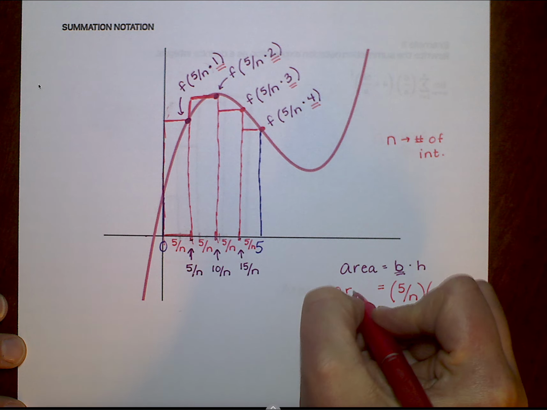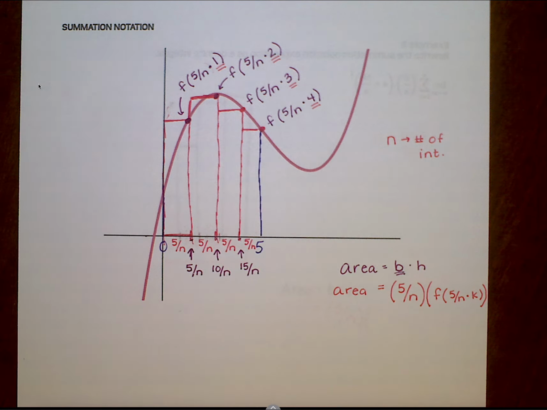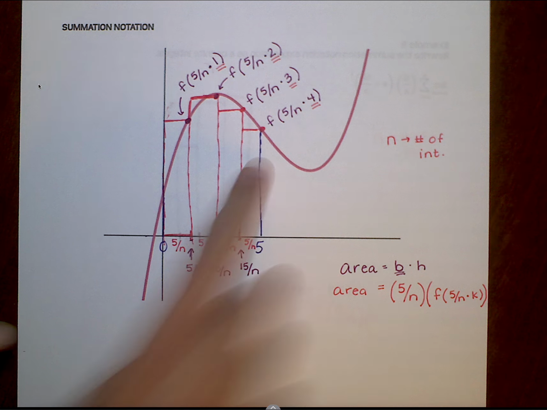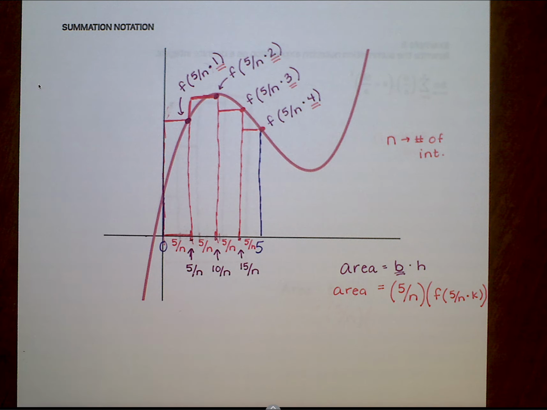Now, this is where I'm going to jump back into some Algebra 2 notation. What I want to do then is take this area and add them all up. I want to find all of these areas and add them together. And hopefully this notation looks a little bit familiar to you.